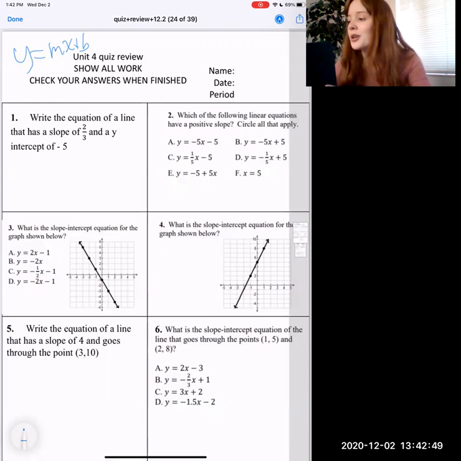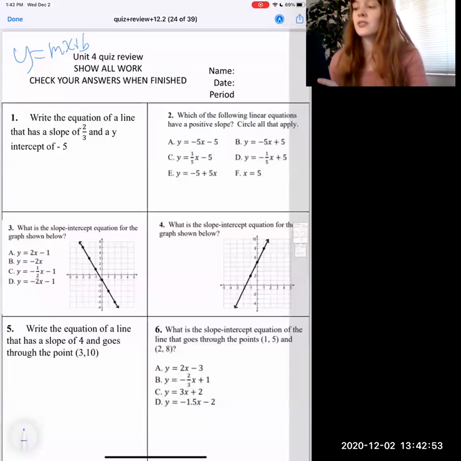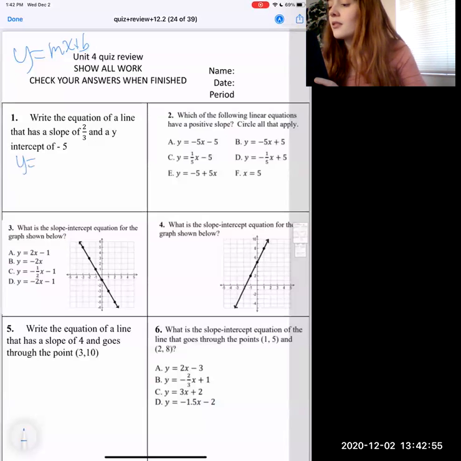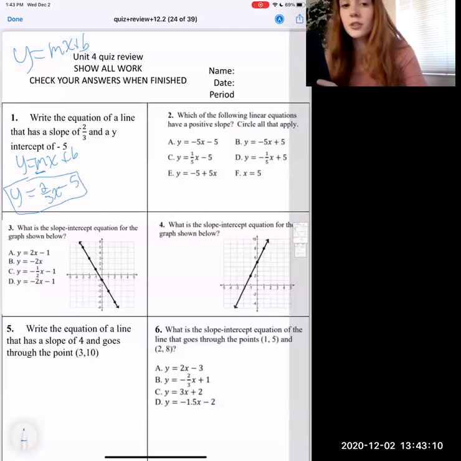So number 1, write an equation of a line that has a slope of 2/5 and a y-intercept of -5. Slope goes where the m is, 2/5 goes there, and our y-intercept goes where the b is. You have to include your x on your test. Make sure it's there.